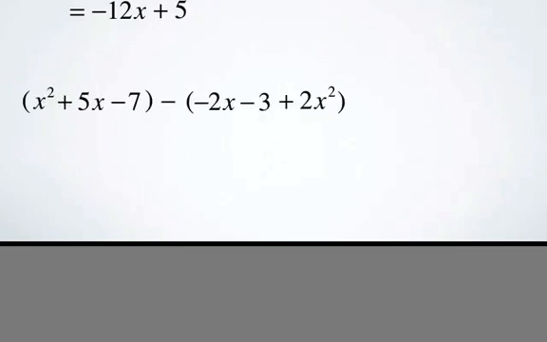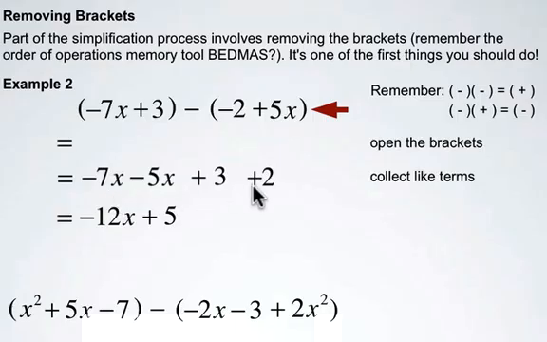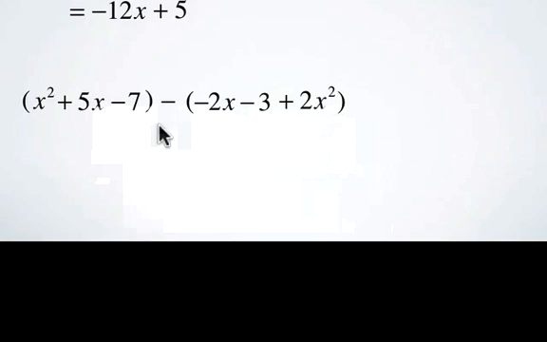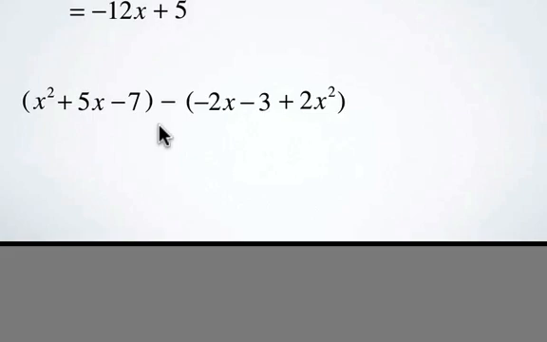So now when we collect like terms, negative 7x goes with negative 5x, positive 3 goes with positive 2. Negative 7x, take away another 5x is negative 12x, 3 plus 2 is 5. And again, if it would help you with the algebra tiles, you can go ahead and model this and use the zero principle.